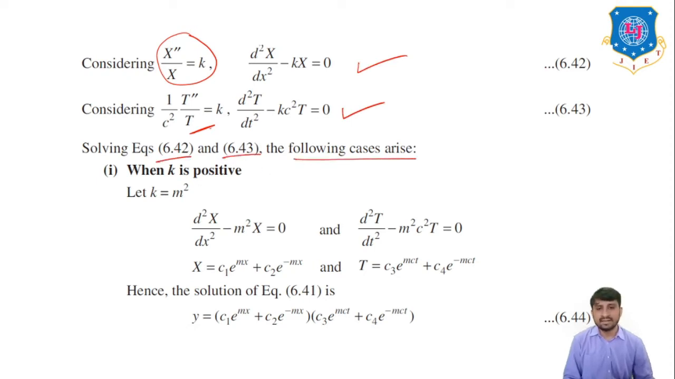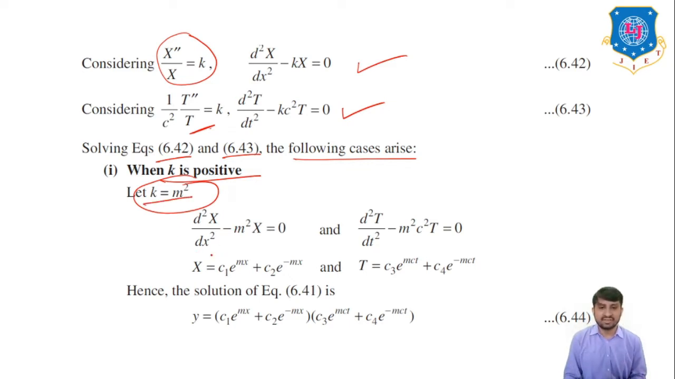The following cases arise, depending upon the value of k. Both are second order ordinary differential equations, and as we know from unit number 6, the complementary function depends on whether the roots are positive, negative or complex. Suppose k is positive; we assume k is equal to m square, because k is the square of some positive real number.